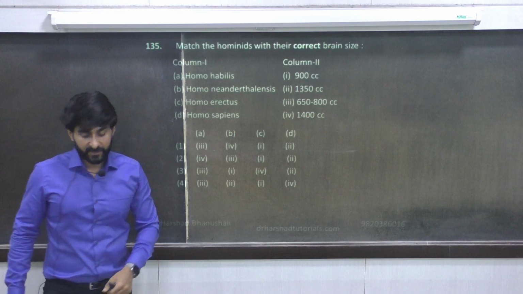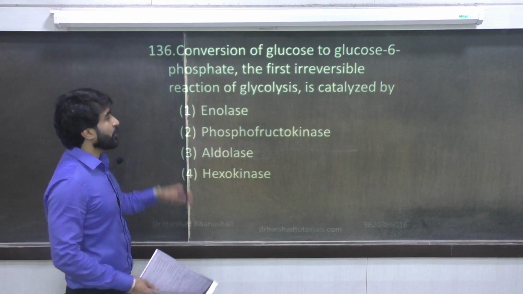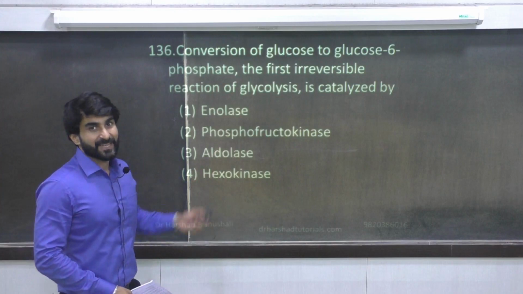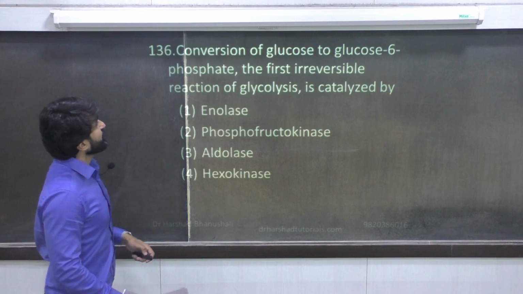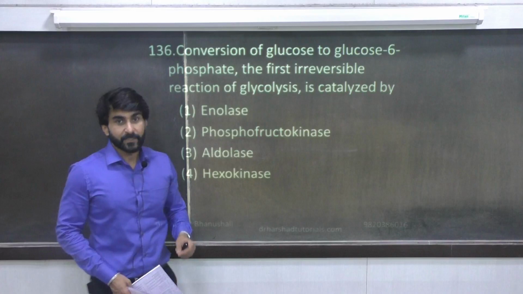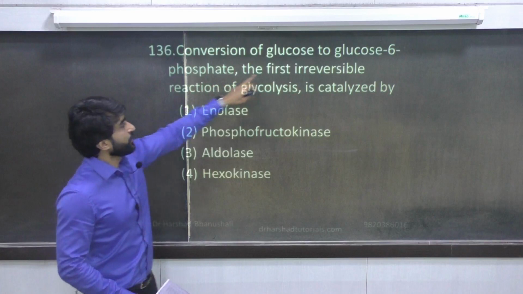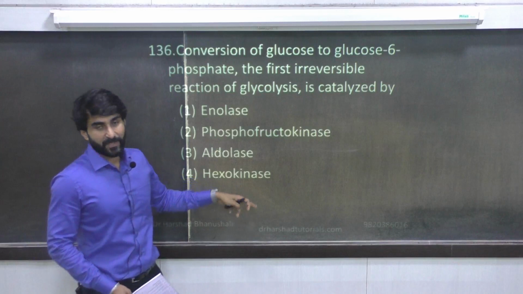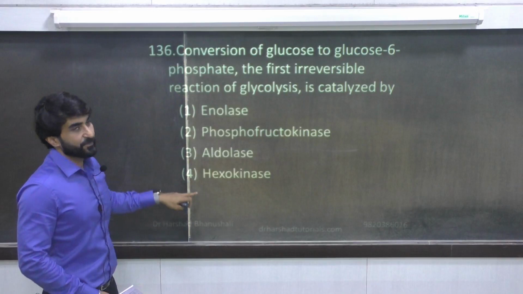So we go to the next question now. The next question we're discussing is question number 136. Again, a very straightforward question from the chapter Respiration in Plants. It's a question about glycolysis. It talks about the first step of glycolysis, where glucose gets converted into glucose-6-phosphate. The step of glycolysis they're talking of is called phosphorylation, when glucose undergoes phosphorylation to form glucose-6-phosphate. The enzyme involved in this is hexokinase. So, pretty straightforward question. The enzyme involved in this process is hexokinase.